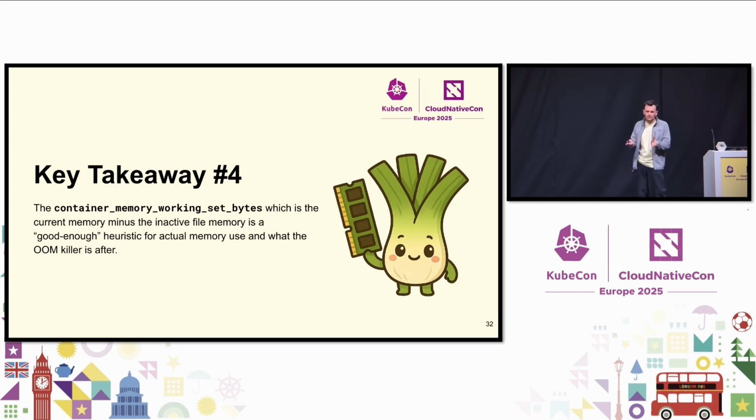So this container memory working set bytes we have been looking at since the beginning is actually the current memory use, the main memory metric from the cgroup, minus the inactive file. It's a good enough heuristic for the actual memory use and what the OOM killer is after. And I hope now you understand why we need this kind of good enough heuristic.